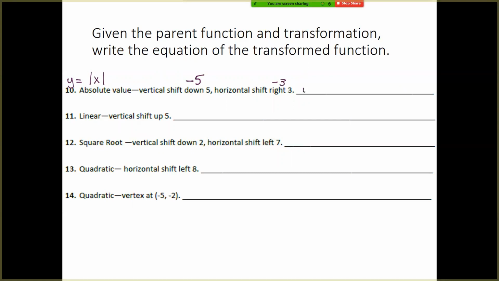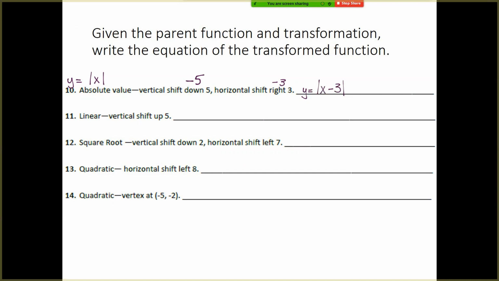Do we put y, or what do we have to do? You can put y. Or you can put f of x, h of x, g of x, whatever you want. So y equals, in my absolute value, which one of those 2 numbers is going to go inside? The -3, the one that goes opposite of what you were given. So right 3 means I'm going to have a -3 in with my absolute value bar.